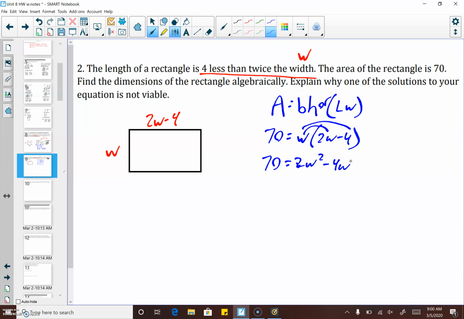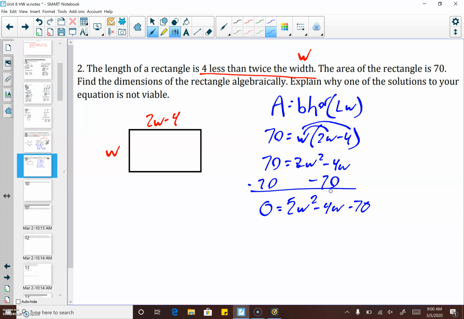Well, I have a w squared and a w in the same problem, so I'm going to set it equal to 0. Subtract 70, and I get 0 equals 2w squared minus 4w minus 70, because they're not like terms, so it's just going to go at the end in standard form. It doesn't matter if our 0 is on the left-hand side or the right-hand side. We're going to look to factor. We always look for a GCF first.